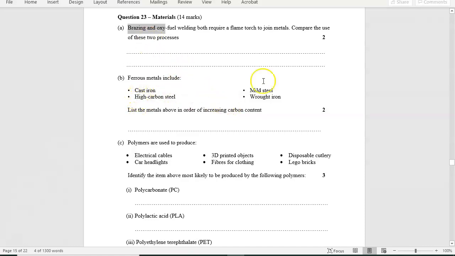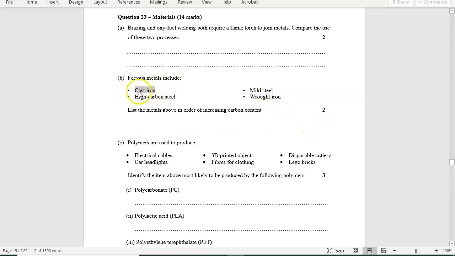Okay, ferrous metals include these 4 things. What are they in increasing iron content? If you got 1 out of place, I gave you 1 mark. If you got more than 1 out of place, you got 0. So the lowest is wrought iron. Wrought iron has almost no carbon in it. Cast iron has the most.